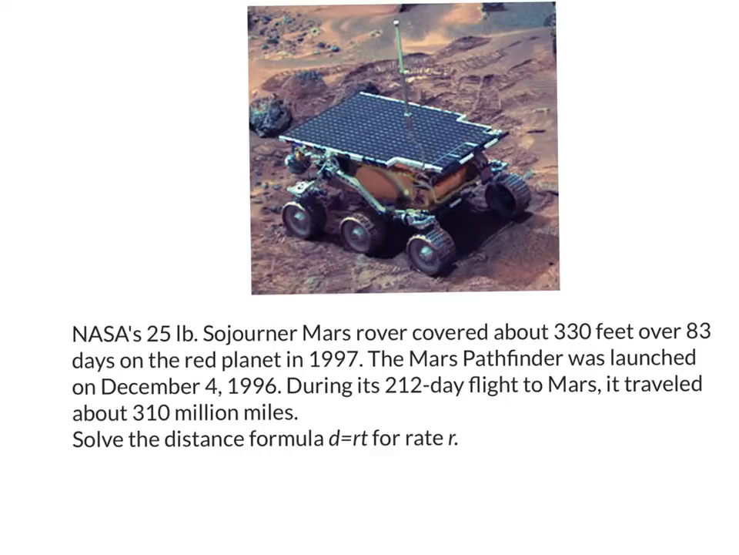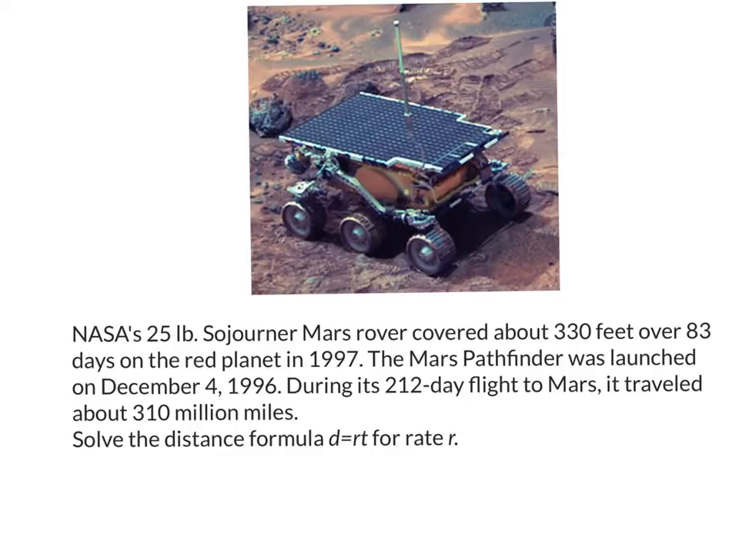Oh, sorry. So here are some interesting facts. NASA's 25-pound Sojourner Mars rover covered about 330 feet over 83 days on that red planet in 1997. The Mars Pathfinder was launched on December 4th, 1996, and during its 212-day flight to Mars, it traveled about 310 million miles.